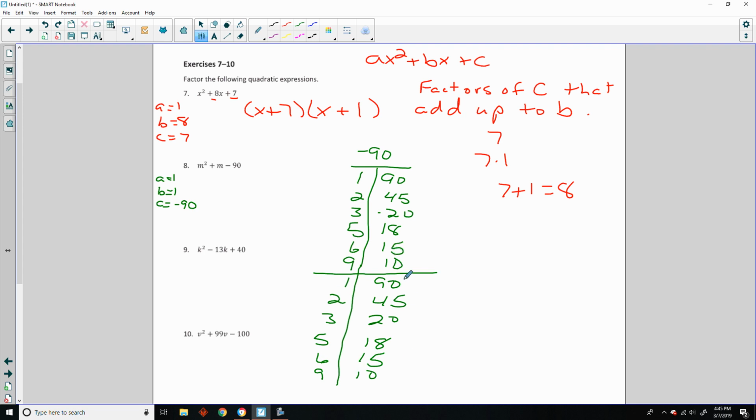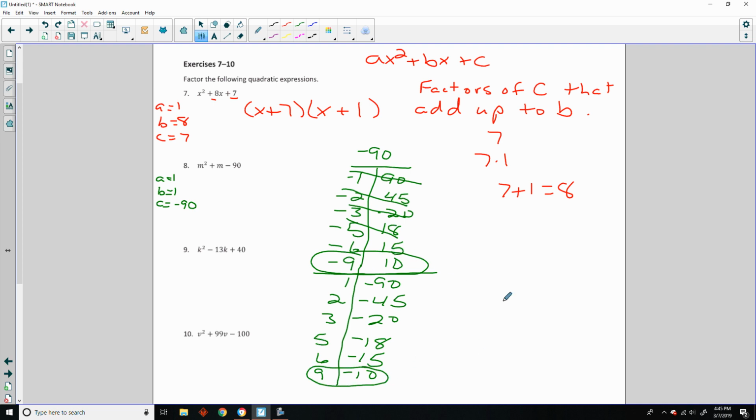So 1 times 90 is 90, 2 times 45 is 90, and so on. This one I'm going to make all negative, and these I'll make all negative. So those are all the factors of negative 90. I want them to add up to b, which is 1. So that's a difference of 89. This is 43. This is 27. This is 13. And so what we're looking for are differences of 1. There's 1 there.